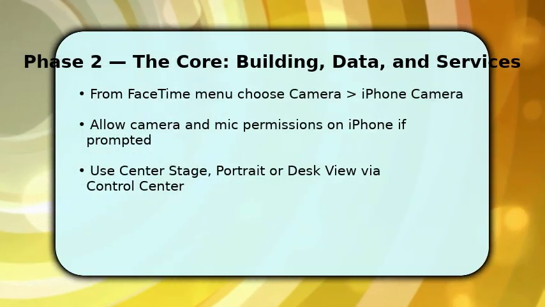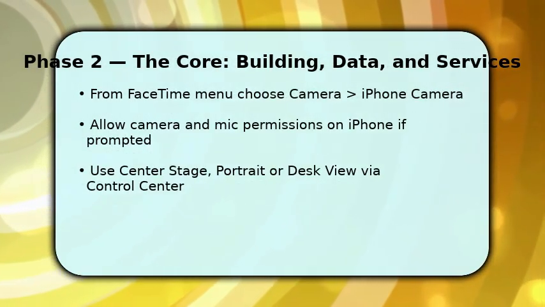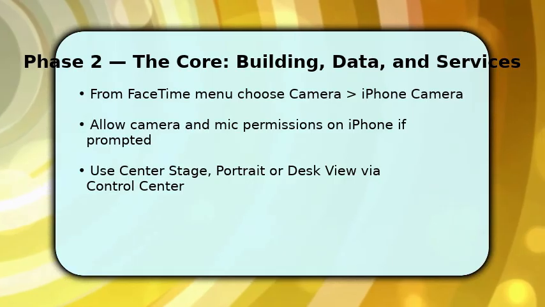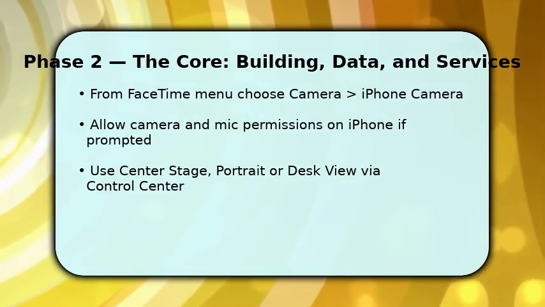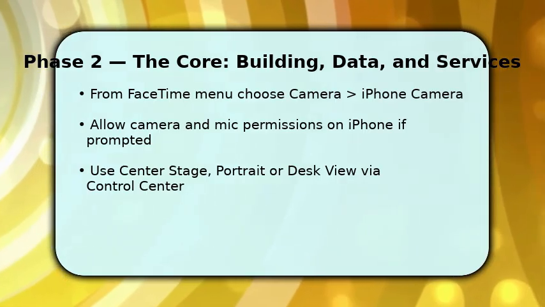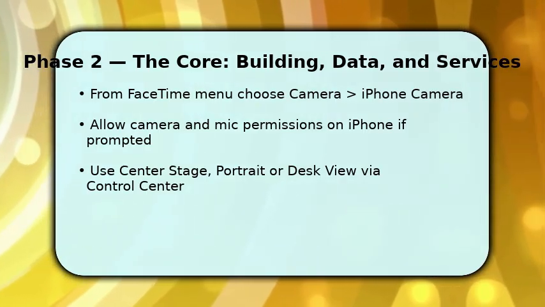Once FaceTime is open, select the camera menu and choose your iPhone as the camera source. You should see live video replace the Mac camera feed. If the iPhone prompts for camera or microphone access, tap Allow. This grants FaceTime the stream it needs.